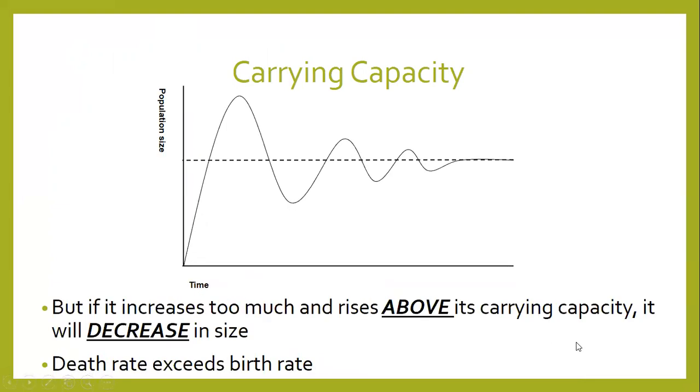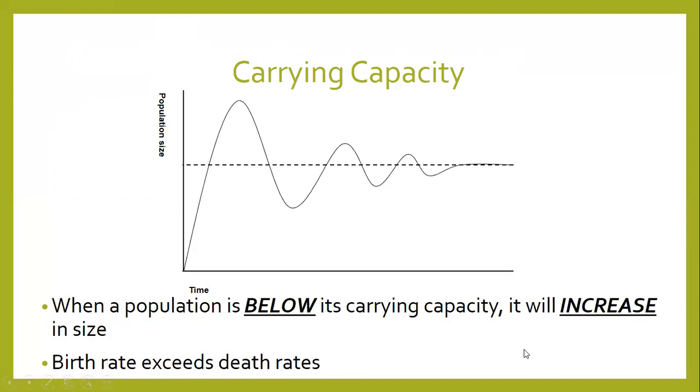But if it increases too much and rises above its carrying capacity, it will then naturally start to decrease in size. Those limiting factors will begin to press on that species, and the death rate will begin to exceed the birth rate. When a population is below its carrying capacity, it will increase with size. In other words, the birth rate will exceed the death rate.